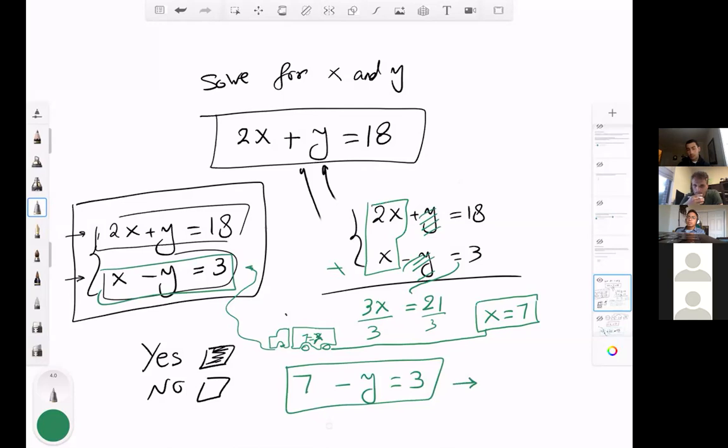Four. Very nice. y equal to 4. Probably he did it in his head, but we can just subtract 7 from both sides. We get negative y equal to negative 4. Then divided by negative 1, you will get 4. So x equal to 7, y equal to 4.